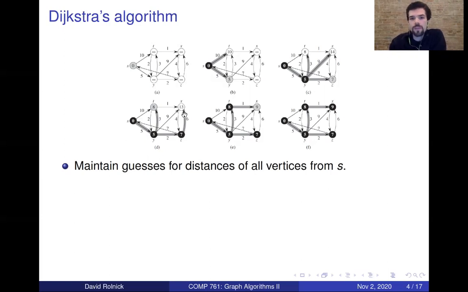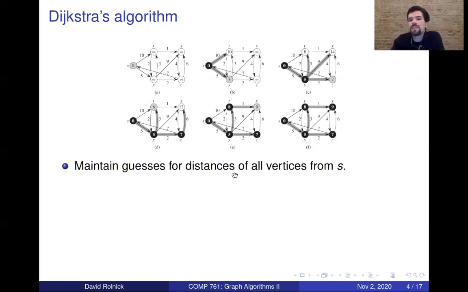And then next we explore 8. When we've explored 8, we get this estimate down to 9 because we have a path 5, 3, 1, and this becomes 9. And so that is the finishing of the exploration of the graph. Does anyone have questions about the algorithm itself?